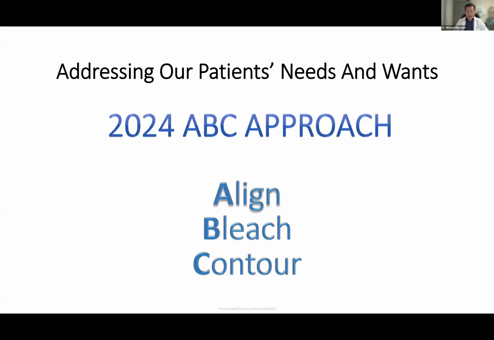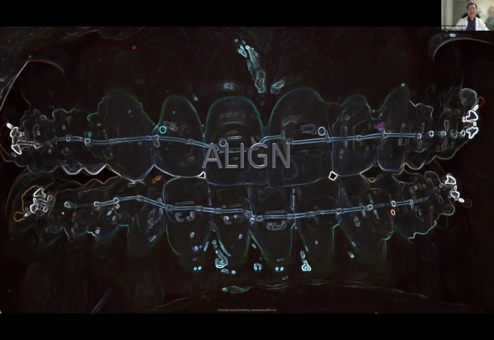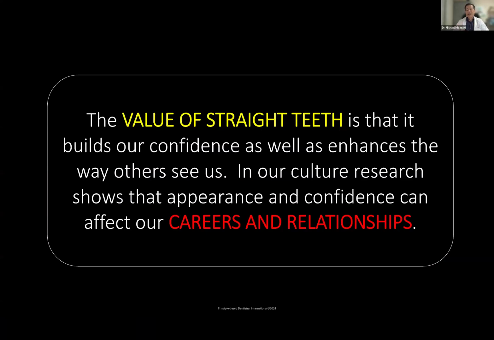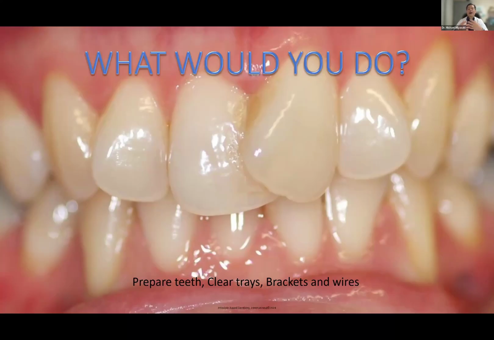So in 2004, one of the areas where I see potential is what we call the ABC approach. Let's see if we can align the teeth. Maybe we bleach the teeth, or maybe we improve the contours of the teeth. When it comes to alignment, I know a lot of us use clear trays, Invisalign, and the like. But again, the value of straight teeth is that it can enhance our careers and our relationships. So let's value taking care of this for our patients.